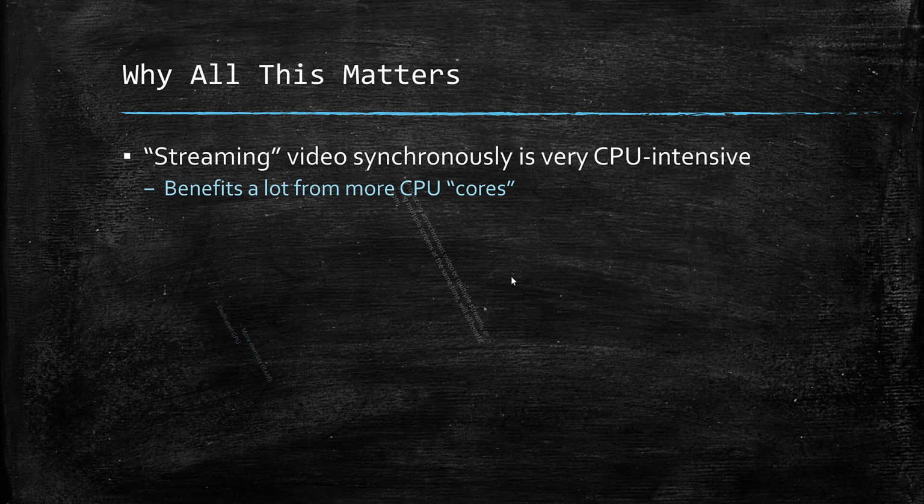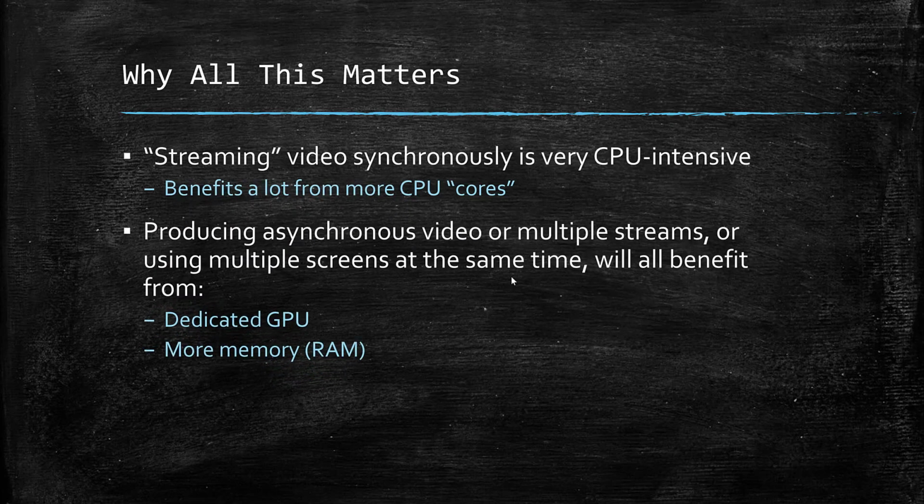However, if you're going to do more than one thing at a time online, or you want to make asynchronous videos, then it's nice to still have a good CPU. But the CPU is not the most important thing. The most important thing is going to be, do you have a dedicated graphics processing unit? So something that stands by itself and is designed for handling making video. And you probably also want a little bit more memory, just because rendering video streams into videos is fairly memory intensive.